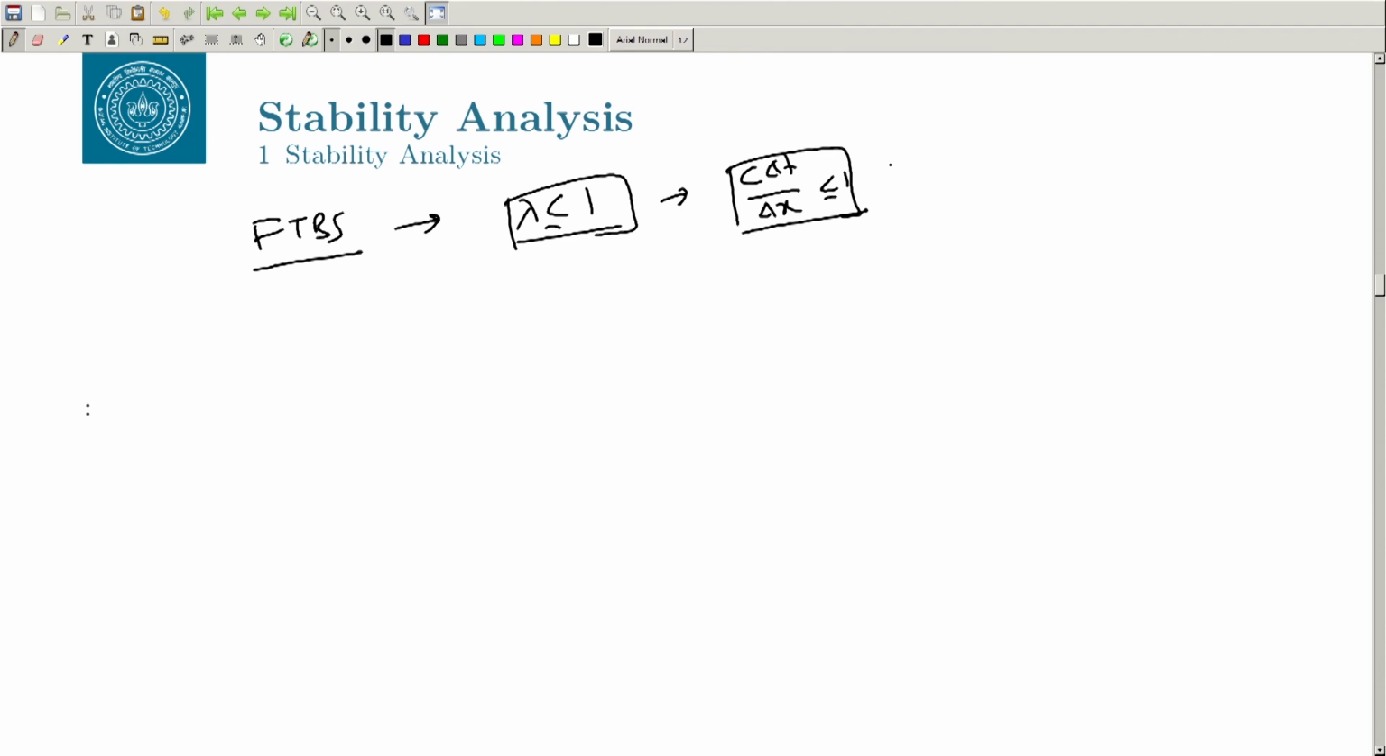In the next class, we will use the von Neumann stability analysis, the way we are doing, and we will see if we get the same thing for the FTBS scheme.